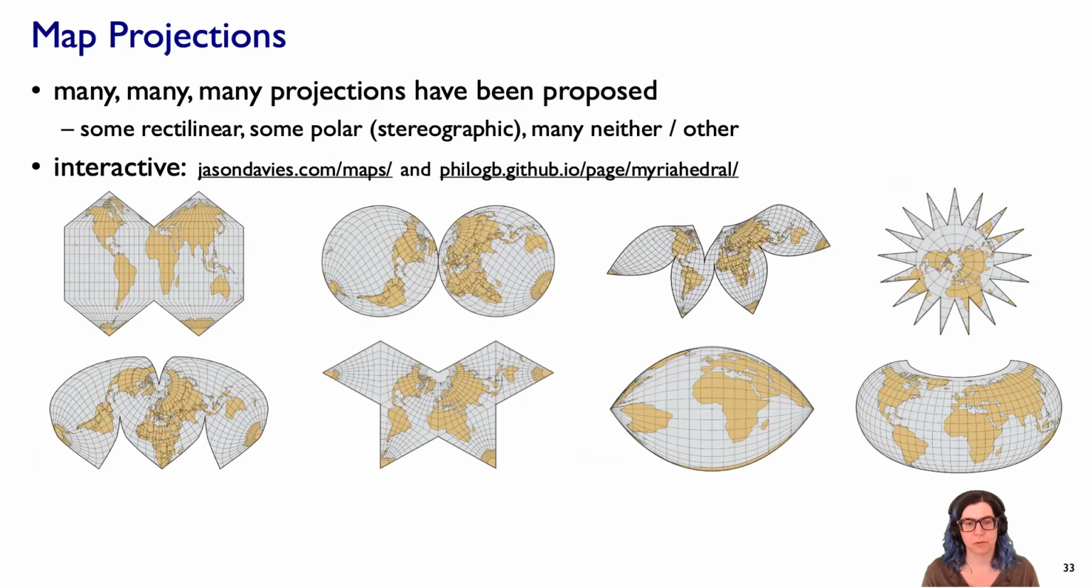Here's a couple of fun websites where you can actually see interactive transitions between some of these different map types, which helps you understand a bit more what's going on with the mathematics of the projection. All right, and with that, we are wrapping up geographic maps.